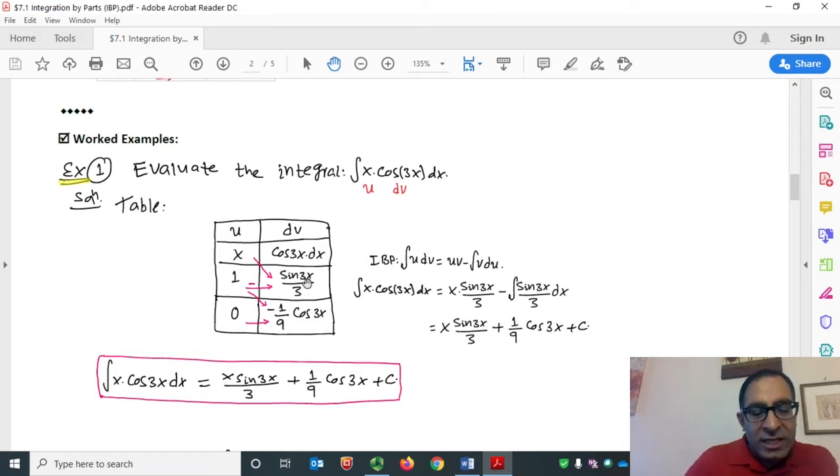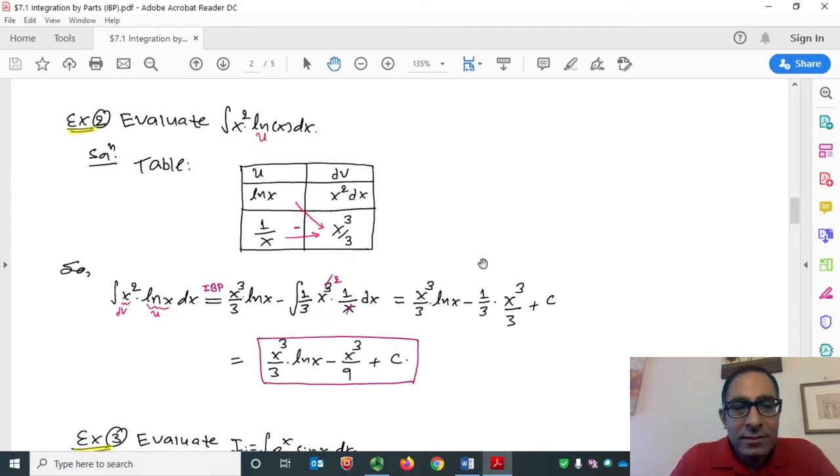Great. So that means I can keep on multiplying diagonally. So x times sine 3x over 3, then plus 1/9 cosine 3x, and then the last term will be the straight across multiplication, which is an integral term, but here it turns out to be 0, then plus c. Great. So I hope this explanation makes sense to you all. Now let me continue. Let me scroll down.